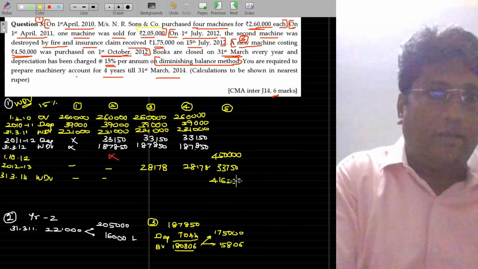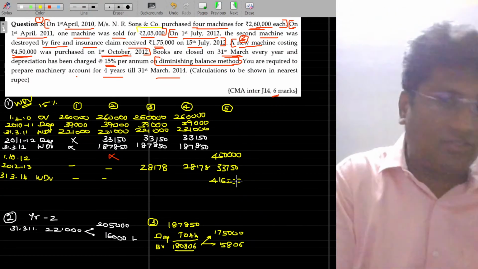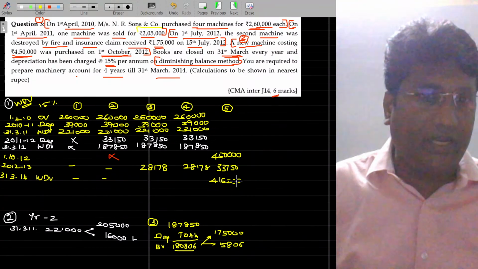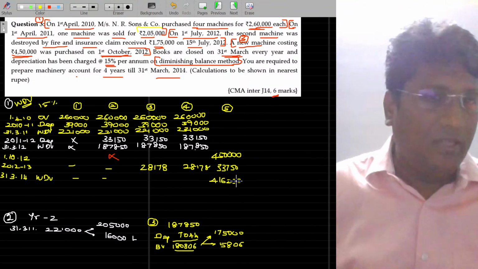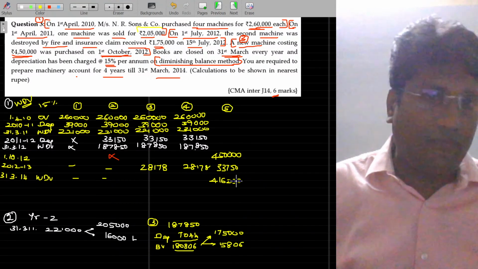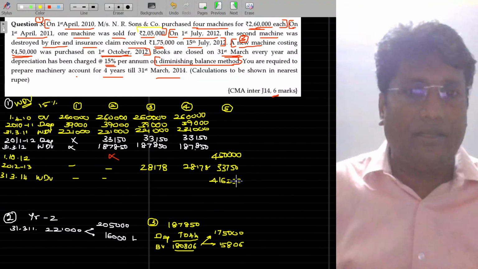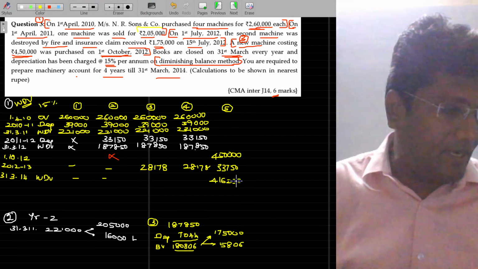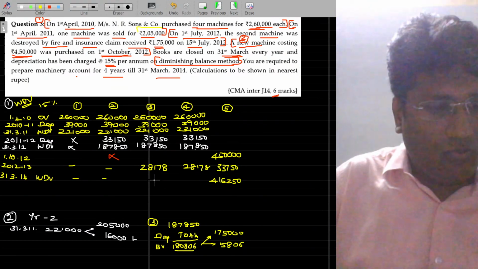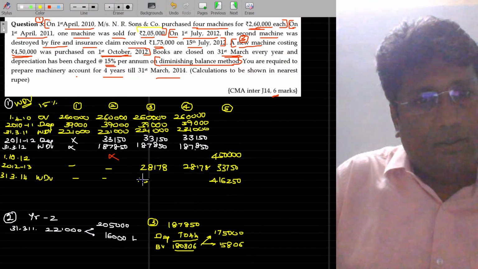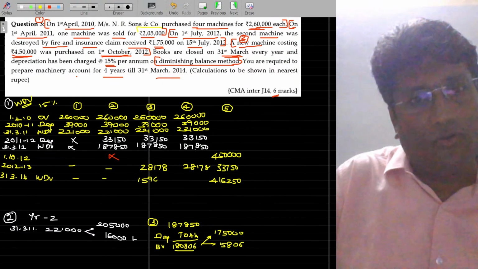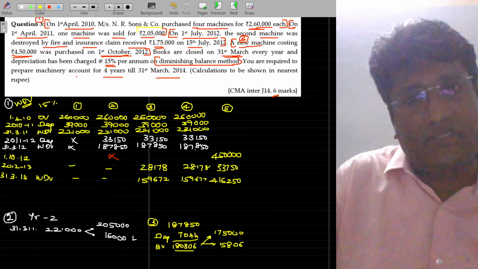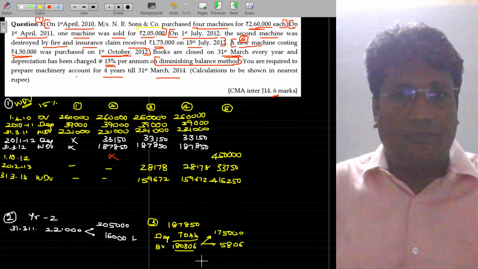And third and fourth, third and fourth is also there. The WDV of the third and fourth asset as on the beginning of the current year of accounting, 1,87,850, and depreciation for that year being 28,178. After that, the WDV being 1,59,672. Is that okay? We got it now.